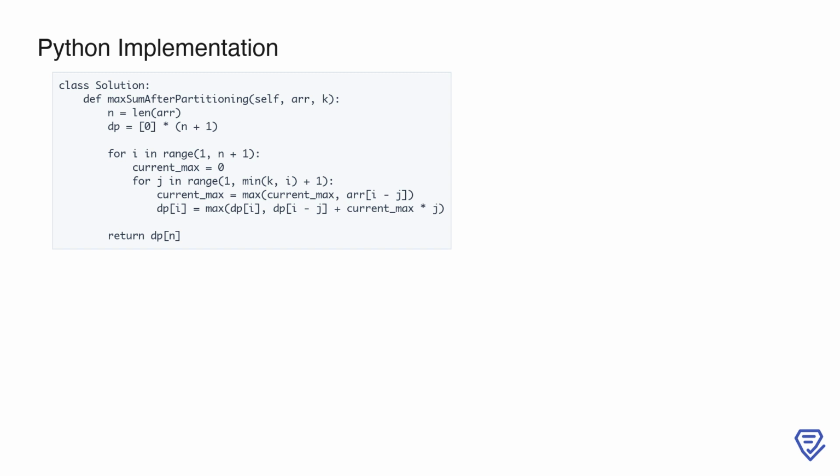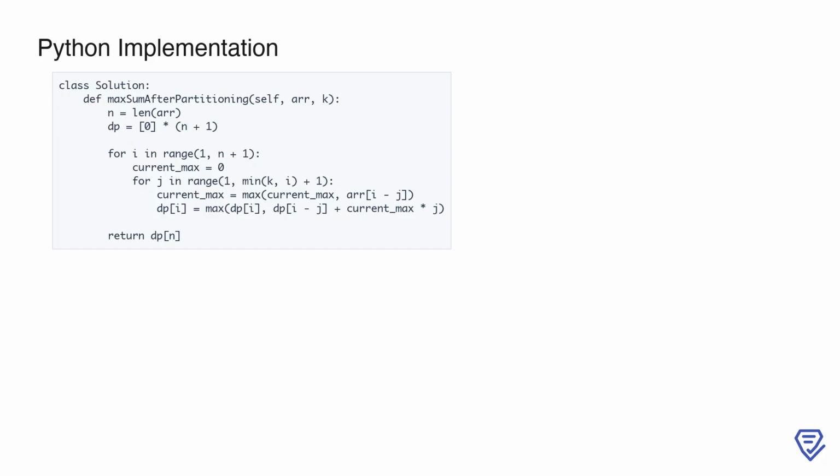The provided solution implements a dynamic programming approach to solve the problem of partitioning an array for maximum sum. Here's a detailed explanation of the code. 1. Initialization. The function maxSumAfterPartitioning takes an array ARR and an integer k as inputs. The length of the array is stored in n, and a dynamic programming array DP of size n plus 1 is initialized with zeros. The DP array will store the maximum sum achievable for each subarray length. 2. Outer loop. The outer loop iterates through each index I from 1 to n. At each step, the algorithm calculates the maximum sum achievable for a subarray ending at index I minus 1.